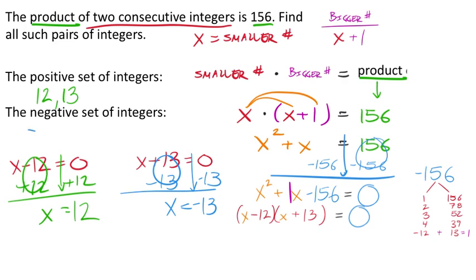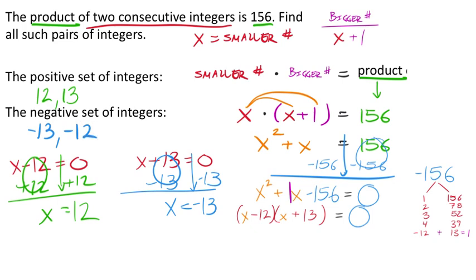Now this may seem a little weird, but negative 13, remember, x is the smaller of the two values. So if I look at negative consecutive integers, just be careful, because some students say, oh, clearly the next one's negative 14, but it is not negative 14. Besides that, negative 13 times negative 14 does not equal 156. The next one up would have to be negative 12.